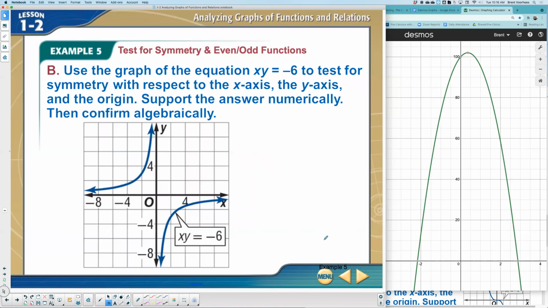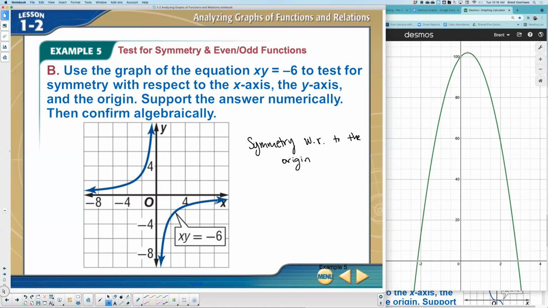All right, part B, looking at this graph. What does this have respect to? The x-axis, the y-axis, or the origin? The origin. Symmetry with respect to the origin. Okay? I'm going to say W.R. with respect to the origin.